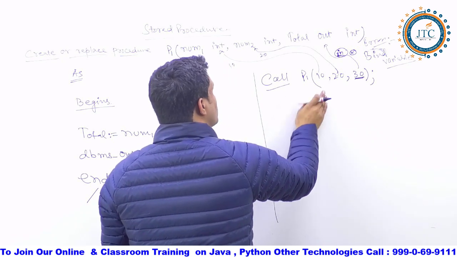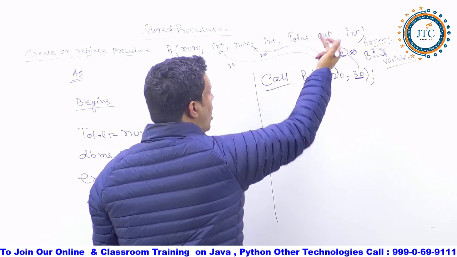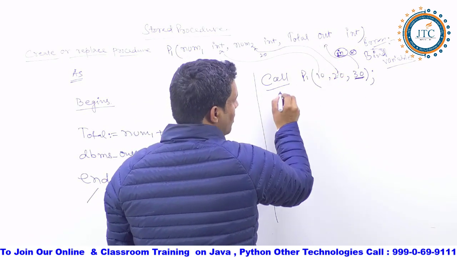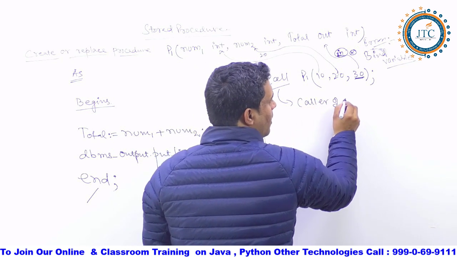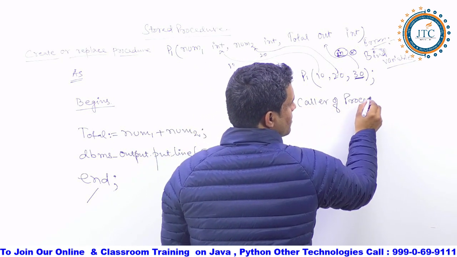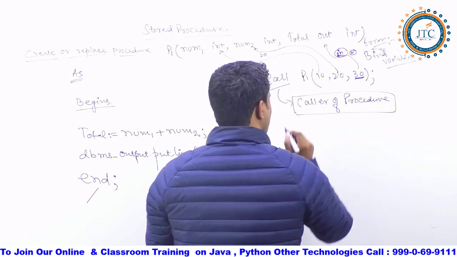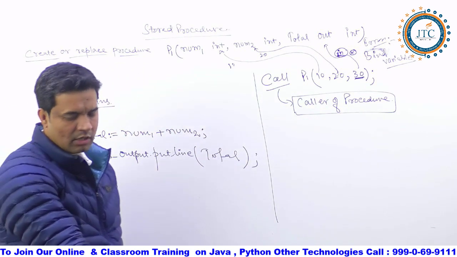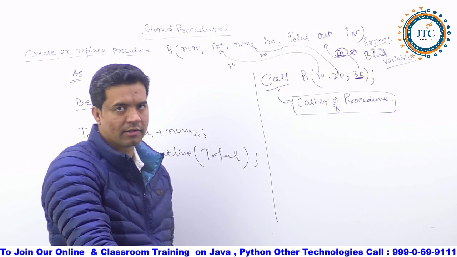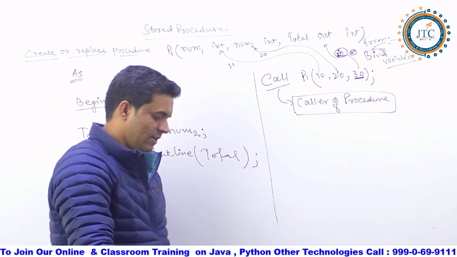But of course these two parameters can take values, because by default it is an in out. So what is out? Understand it here. It is the caller of a procedure. This particular one we have is the caller of a procedure.